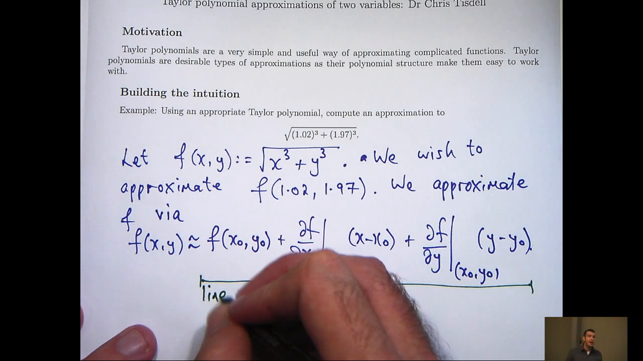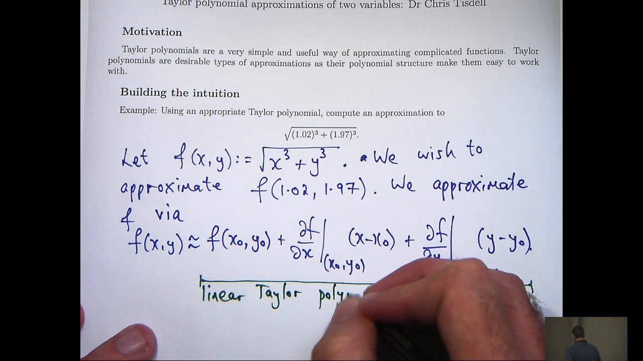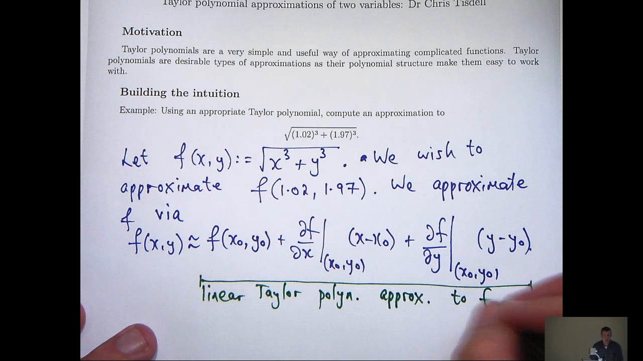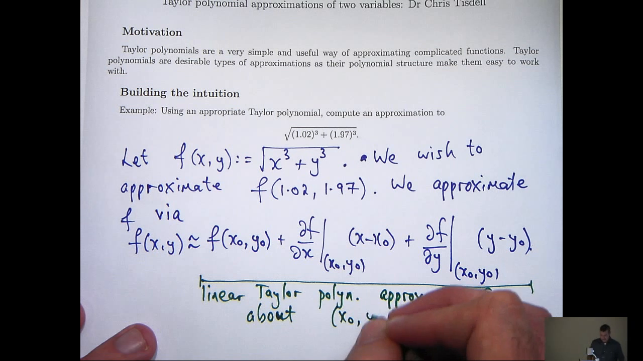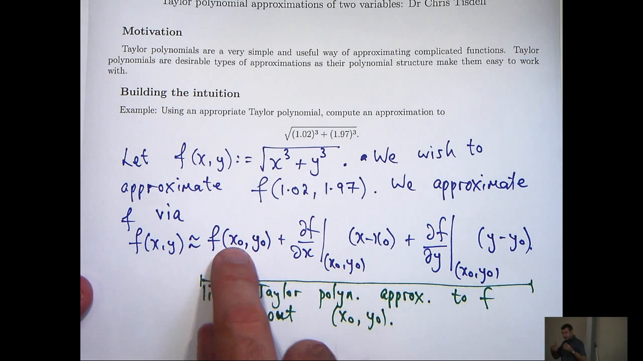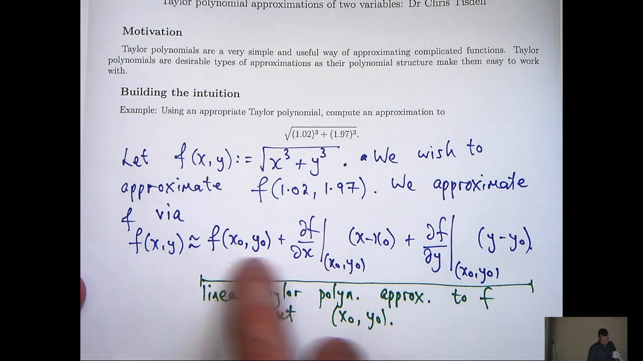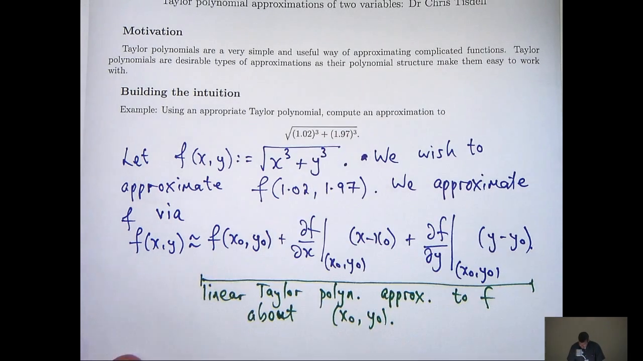to f about the point x0, y0. Okay, so basically what this expression says is that for all x points and y points close to x0 and y0, f of x comma y is approximately equal to this right hand side. So we can use that information now to approximate this.